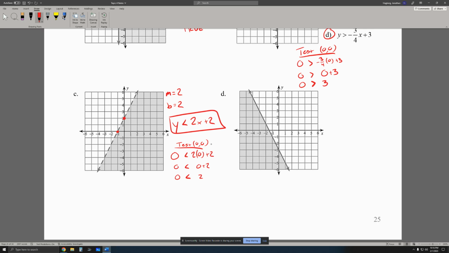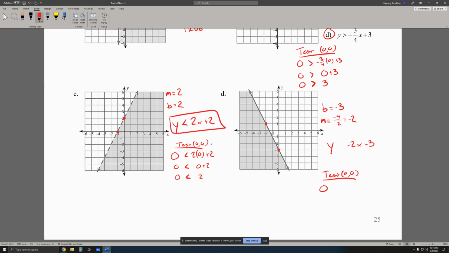Okay. All right, last one here. We have a y-intercept of negative 3, and we have a slope. I see another point right here. Our slope is equal to negative 4 over positive 2, which reduces to negative 2. So we have y, some relation, negative 2x minus 3. So let's test 0, 0.